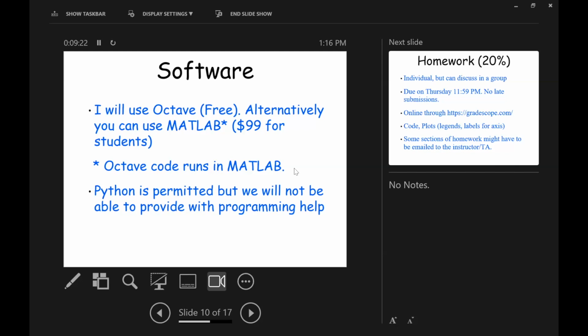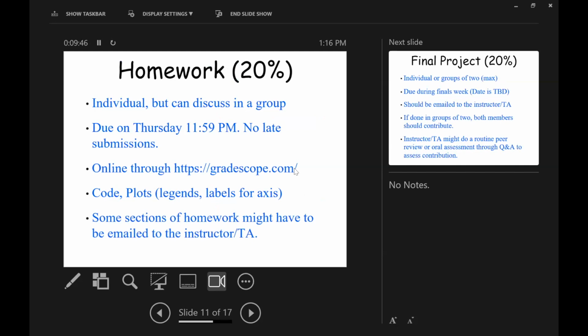Now, Octave, as I said, Octave code runs fine in MATLAB. Okay, so Python, if you like to do Python, that's fine too, except that we want to keep it MATLAB so that it's just easier in terms of resources. So if you submit homework with Python, that's fine. Just that we may not be able to offer you programming help. That is for office hours. Personally, I can offer you help. My TA, I don't know. I can offer you help with Python, no problem.